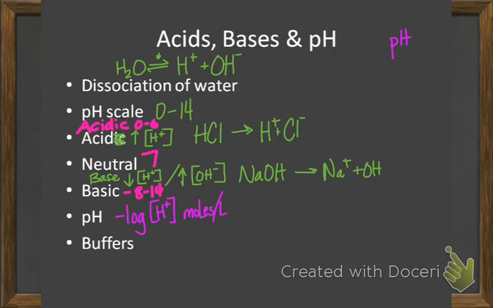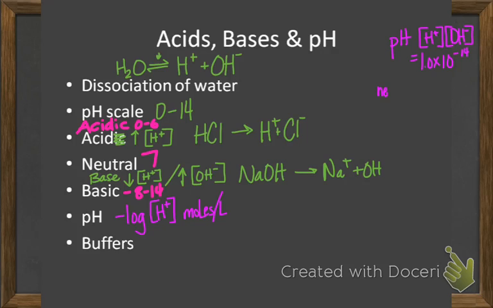the pH scale is the hydrogen ion concentration, and hydroxide, OH negative. And those together equal 1.0 times 10 to the negative 14 in aqueous solution.